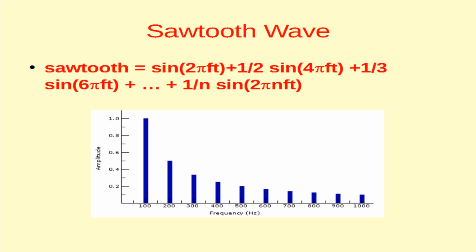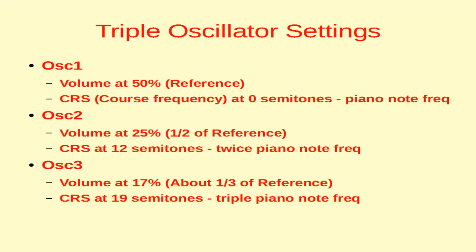Only the first one is pure, with only one frequency. The others can be decomposed into many simple sine waves. For example, the graph shows the sine waves in a sawtooth wave. Let's say we want to duplicate this in the triple oscillator with only the first 3 frequencies. These will be the settings.